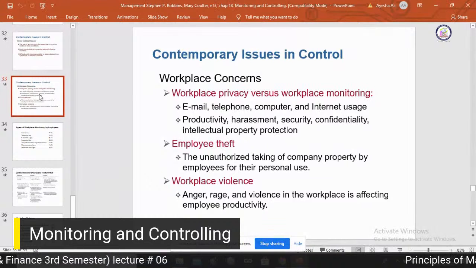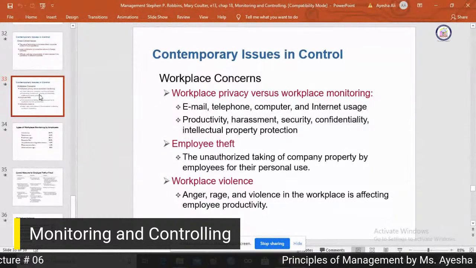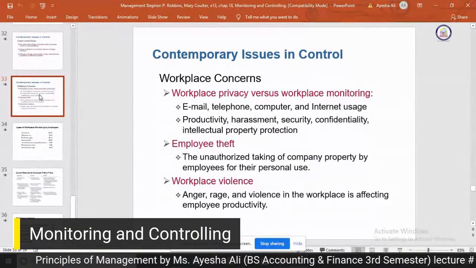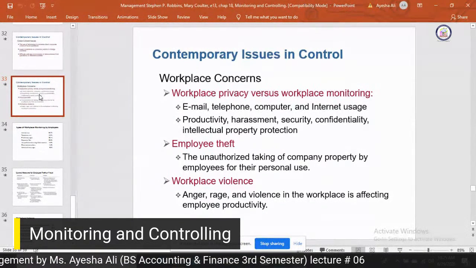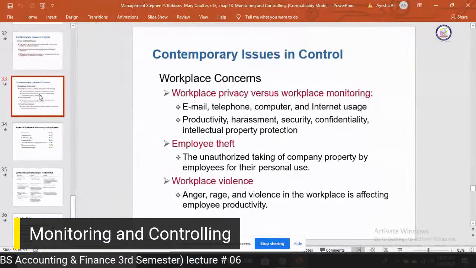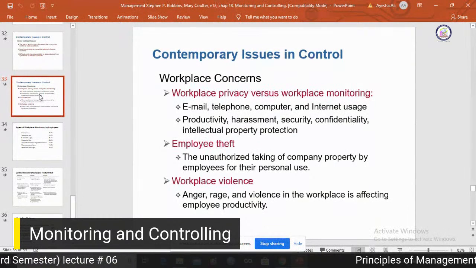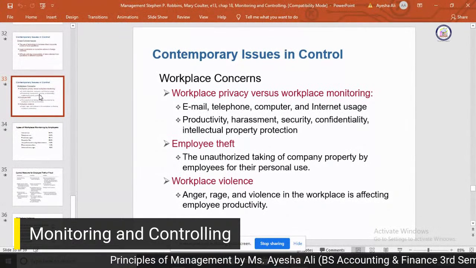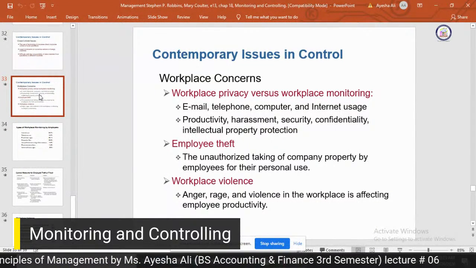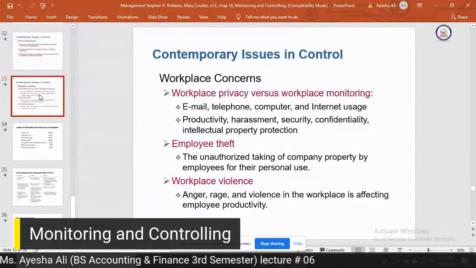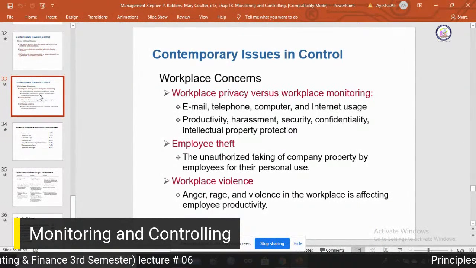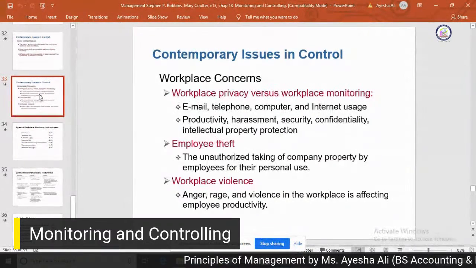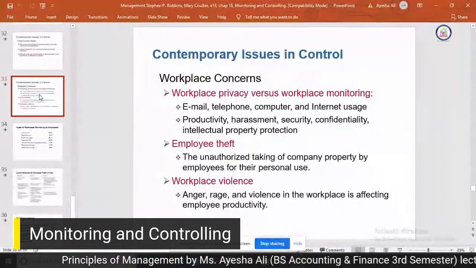So in organization, basically the employee and the worker is monitored by their bosses, their executives. It's beneficial in some way, but it's the violation of privacy too. So email, they take the record of email, telephones, and computer internet usage. So they are doing it because they want the productivity to be up to the standard, up to the benchmark.